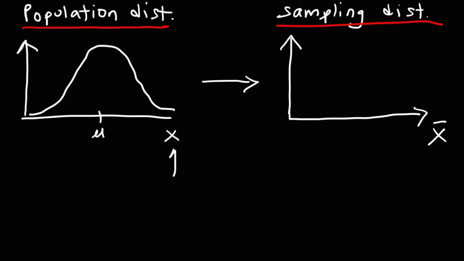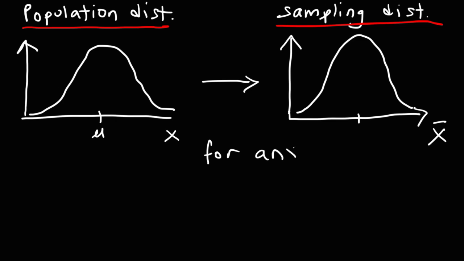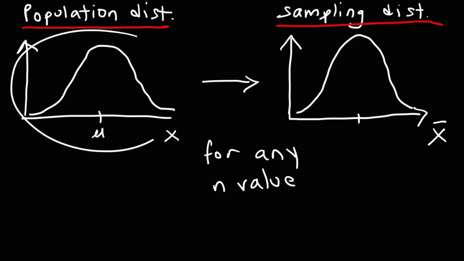X represents the individual observation of the population. X bar represents the mean of a sample collected from the population. So make sure you understand the difference between the two. Since the population distribution had the shape of a normal distribution, the sampling distribution will also have the same shape, but for this case, for any n value. The reason why it's for any n value is because the population distribution already has the shape of a normal distribution.